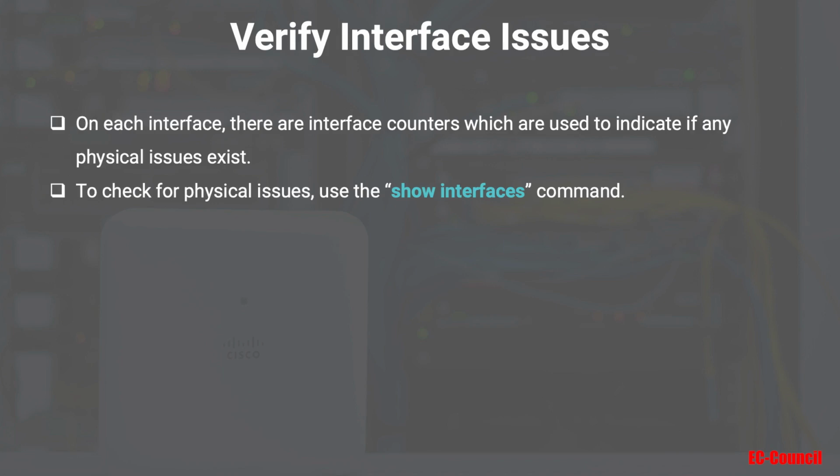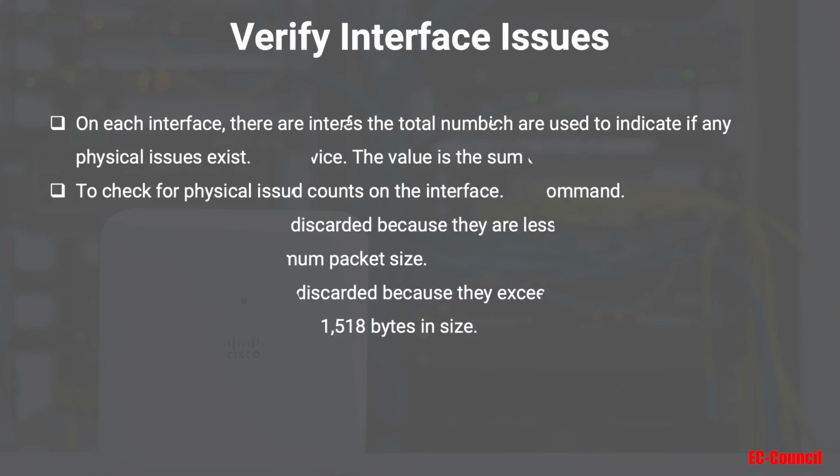You can use the show interfaces command on your Cisco switch or Cisco router to verify and check for physical issues. On each interface, there are interface counters which indicate if any physical issues exist. Before we look at the output of this command, let's take a look at the various types of counters that exist under an interface.